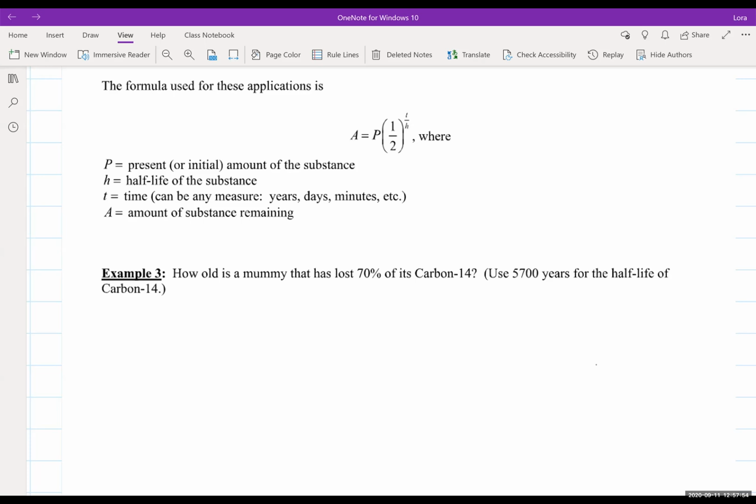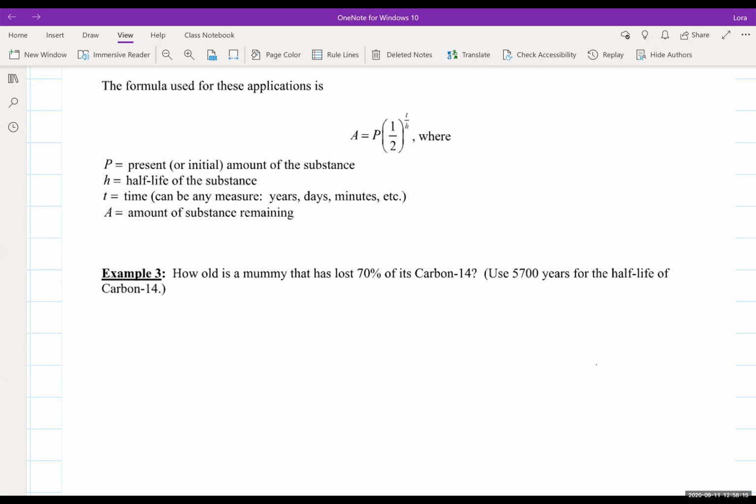So when we deal with these types of problems, we're looking at the amount of carbon-14 left after a certain number of years. And that helps us date any ancient artifact that was previously organic. So we're going to just look at a mummy example.